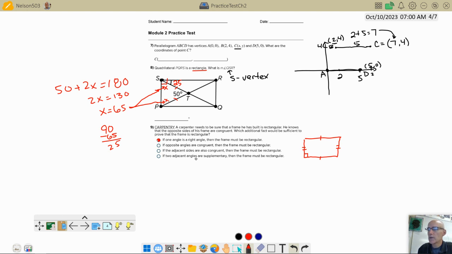If two adjacent angles are supplementary, then the frame must be... no, that makes it just a parallelogram, right? In parallelograms, the consecutive angles are supplementary. They don't have to be both 90 though, right? One could be 100, the other one 80. Hope I'm making number 8 clear. I know I'm talking fast.